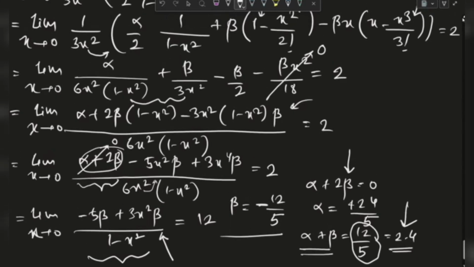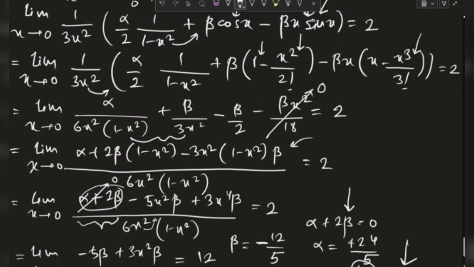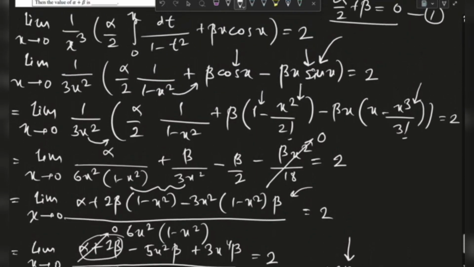So basically this question was not difficult, but what you can do is you can also go for L'Hopital from here, but I guess this process is less lengthy as compared to L'Hopital. It will take a lot of your time in the exam hall. So yeah, let's proceed to the next question.